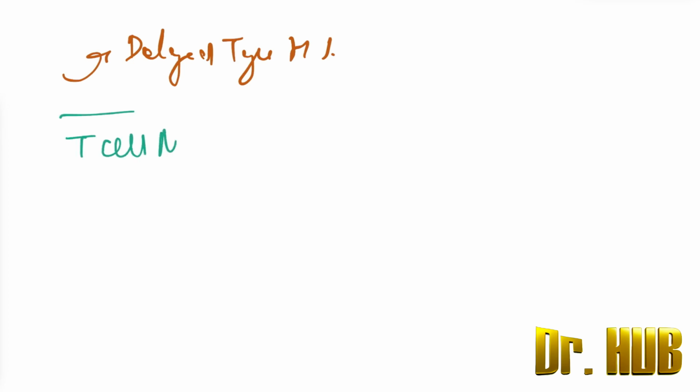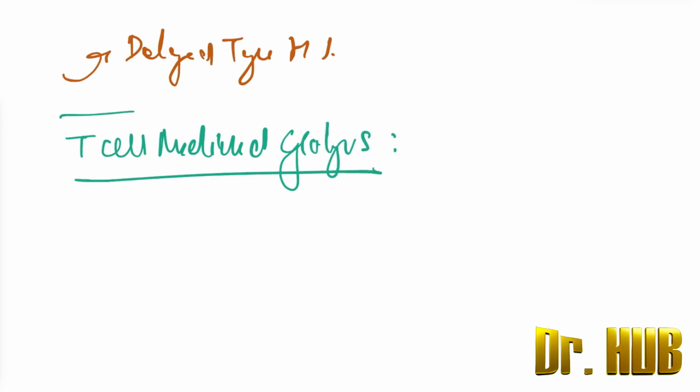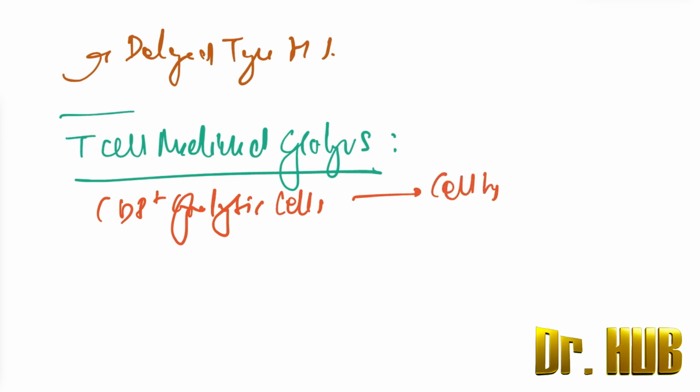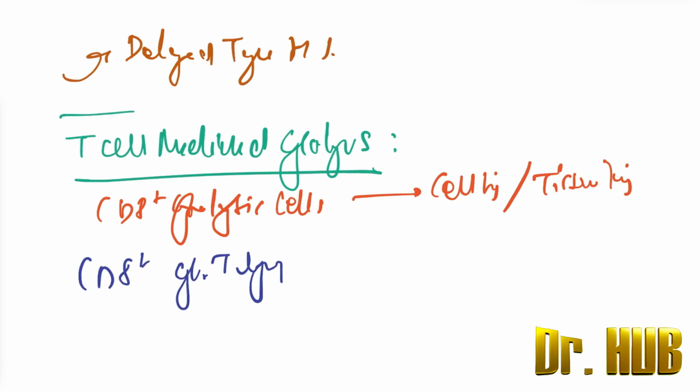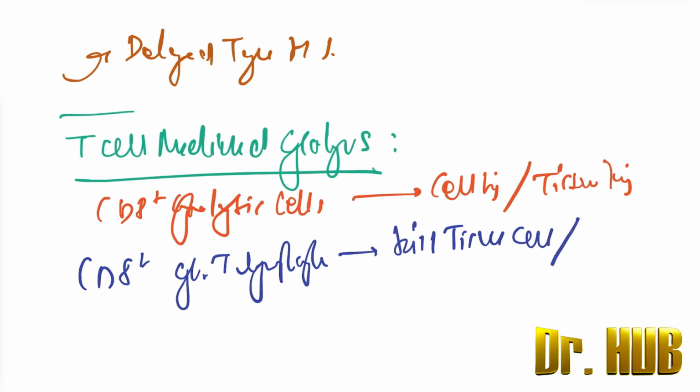T cell mediated cytolysis. So what does this include? There are CD8 plus cytolytic cells. This will lead to cell injury and tissue injury. In some diseases, the CD8 plus cytotoxic T lymphocytes directly kill tissues and cells, and T cell mediated cell injury is seen.